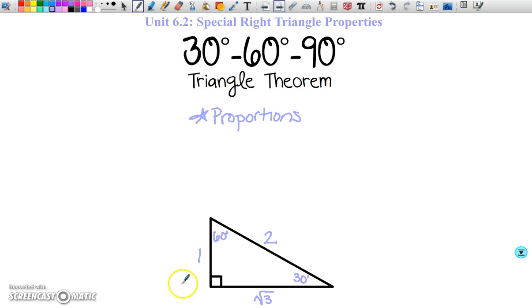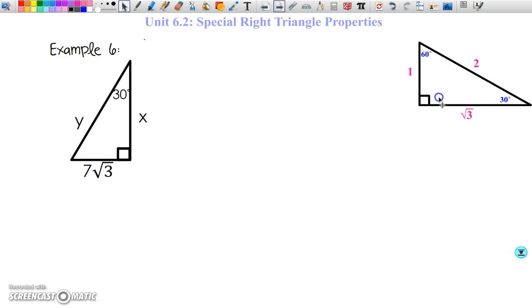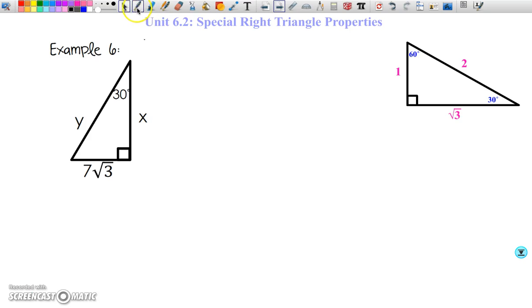So once you have that memorized, again, we're just going to work with similarity and proportions. Okay, so let's jump into 2 examples here. All we're actually going to do is number 6, and then we are also going to do number 7. All right, so let's go with x first.